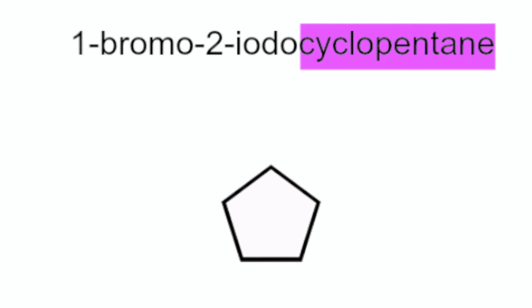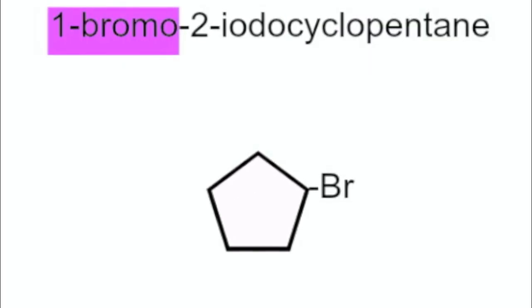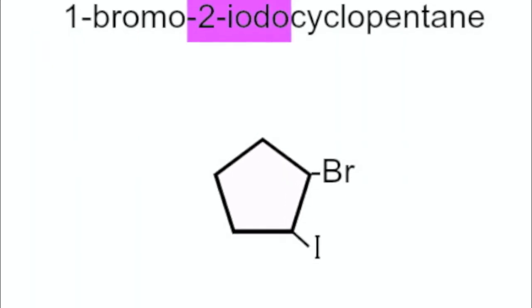First, do a cyclopentane. Then, in the position number 1, insert a bromine. In the position number 2, an iodine.